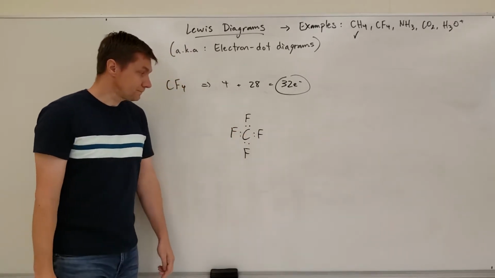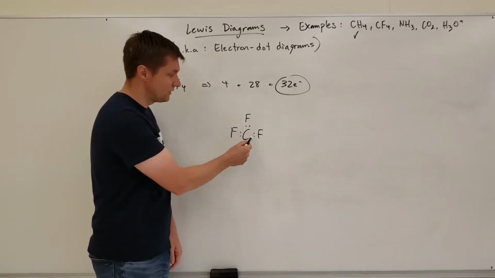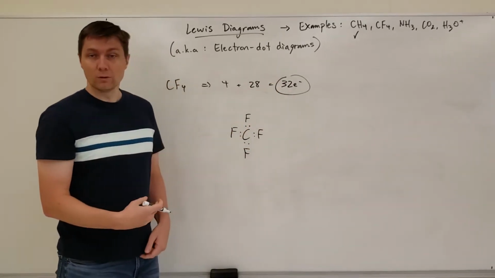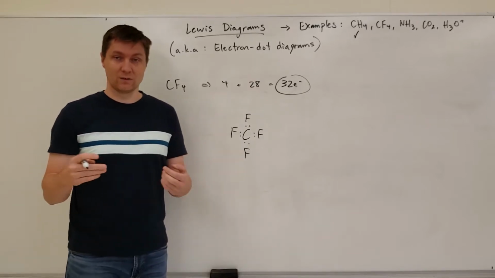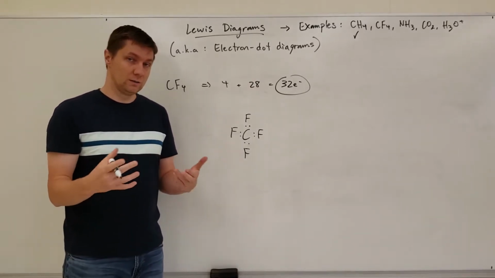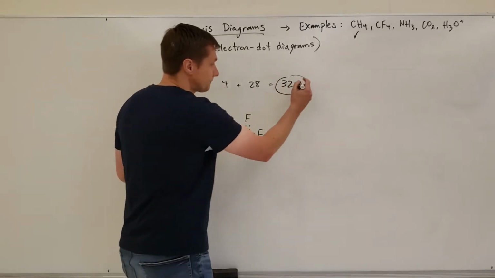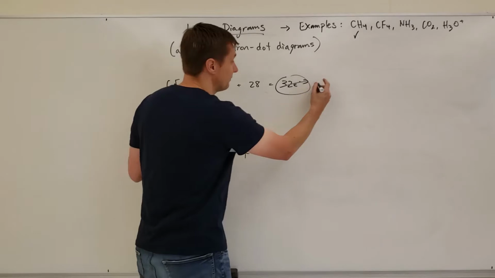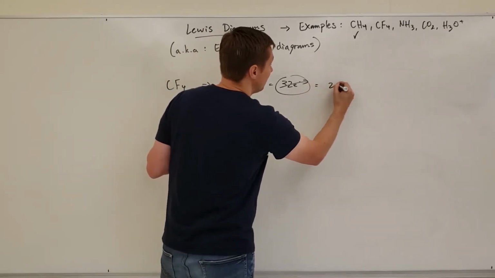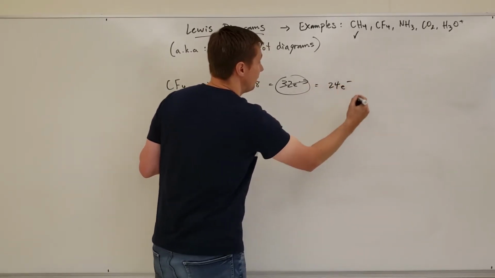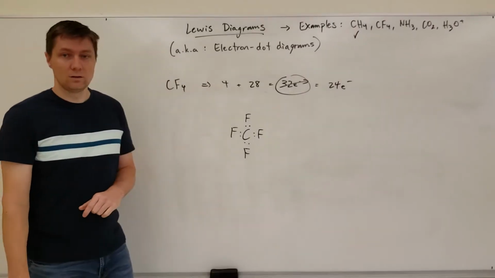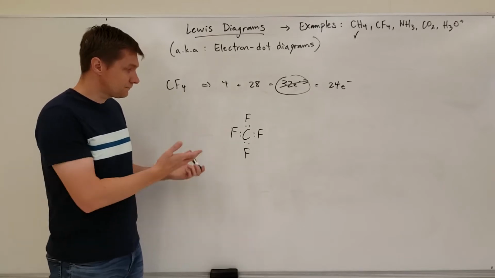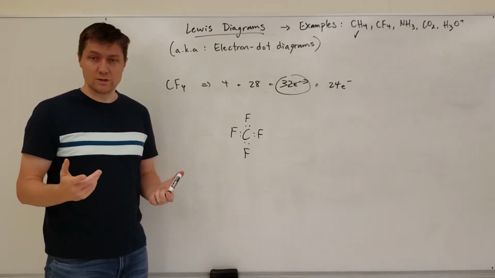So that's good. Now I look at this and I say, okay, I've used up 8 electrons here, but I have way more than 8. And I have to find a place for every valence electron in these diagrams. And so out of these 32, I've used 8, which means I'm going to have 24 electrons left over. And so now what do I do?